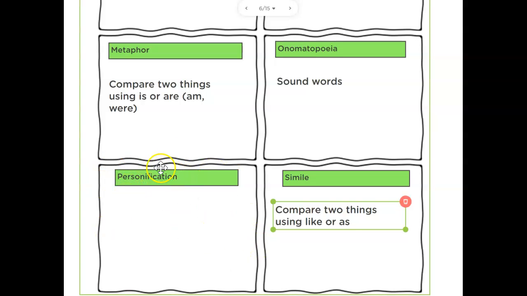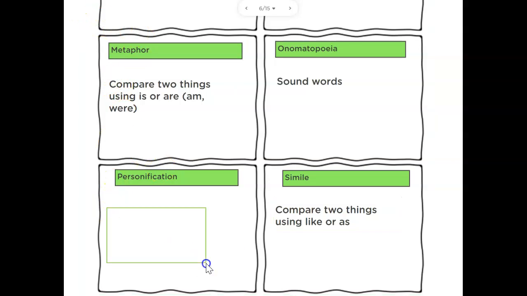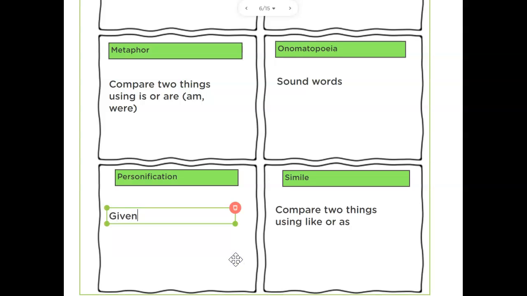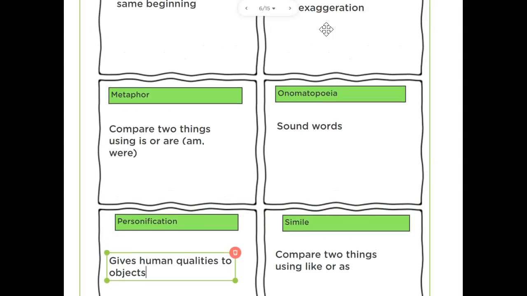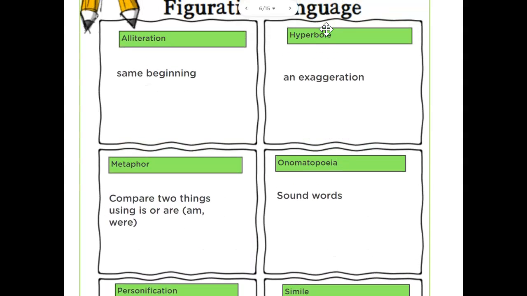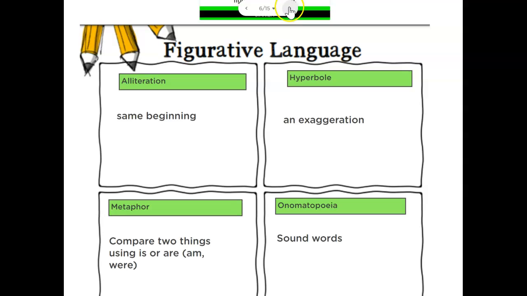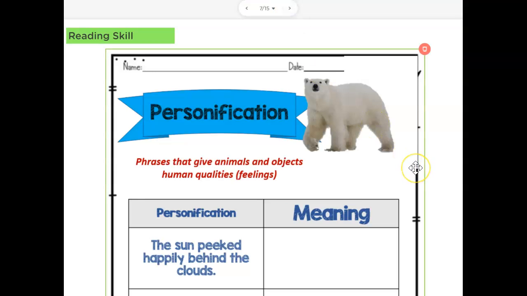And finally, for personification. Personification gives human qualities to objects or things that don't have human qualities. Let's look at that a little bit more on the next page. Pause the video if you need to go back and type any of these out. And I'll meet you on the next page.